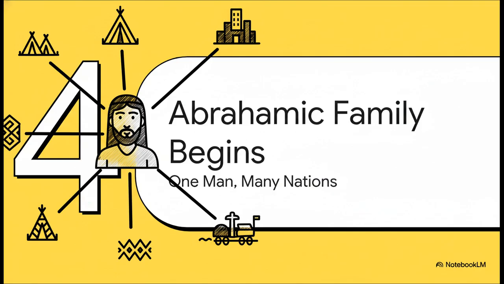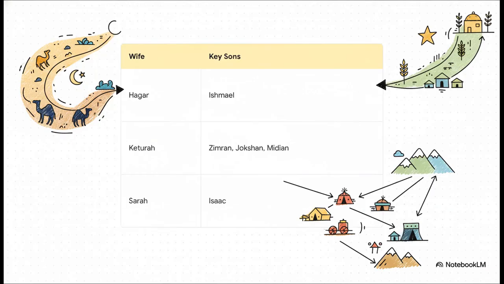Abraham becomes the new starting point for a whole new set of nations. And this table just lays it out so clearly. Through Hagar, he has his first son, Ishmael. Through Keturah, he fathers the ancestors of people like the Midianites. And then, finally, through his wife Sarah, he has Isaac. So you have 3 distinct family lines, 3 totally separate destinies, all starting from one man.